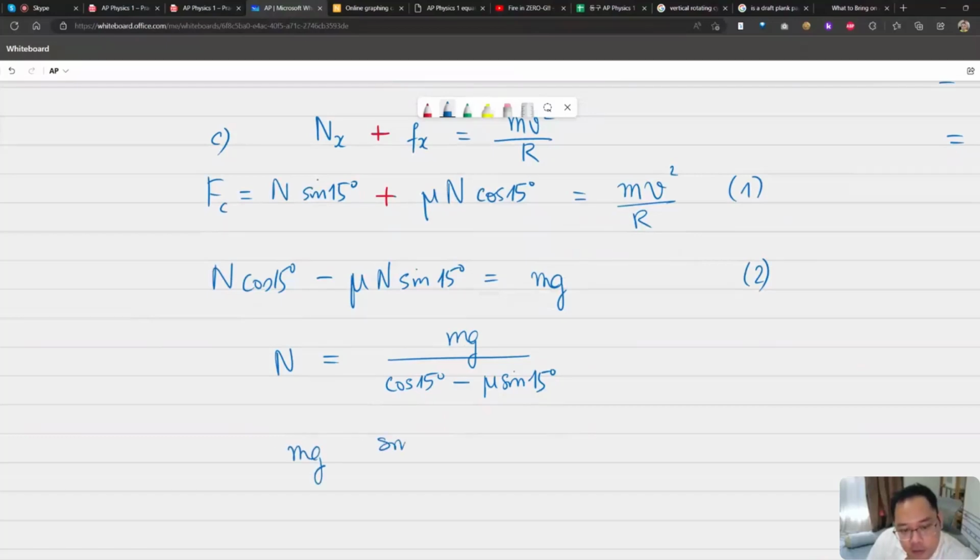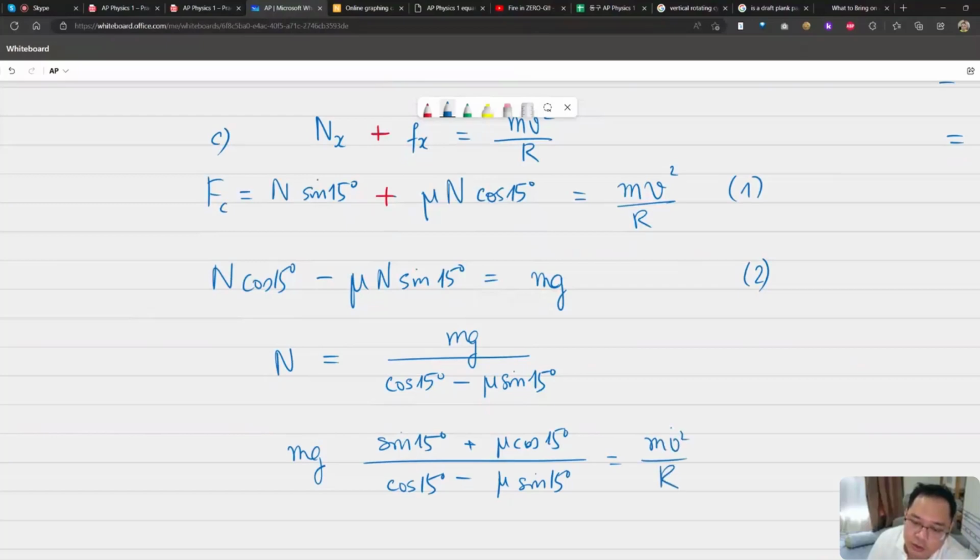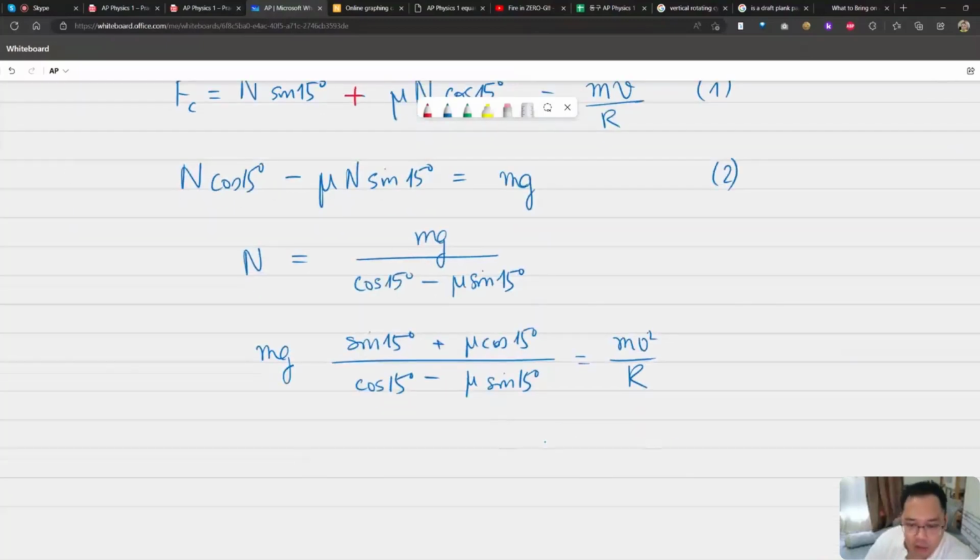Mg times sine 15 degrees added with mu times cosine 15, divided by cosine 15 minus mu times sine 15, equal to mv squared over r. Oh, I think I forgot to divide by r last time. Okay, simplify m.